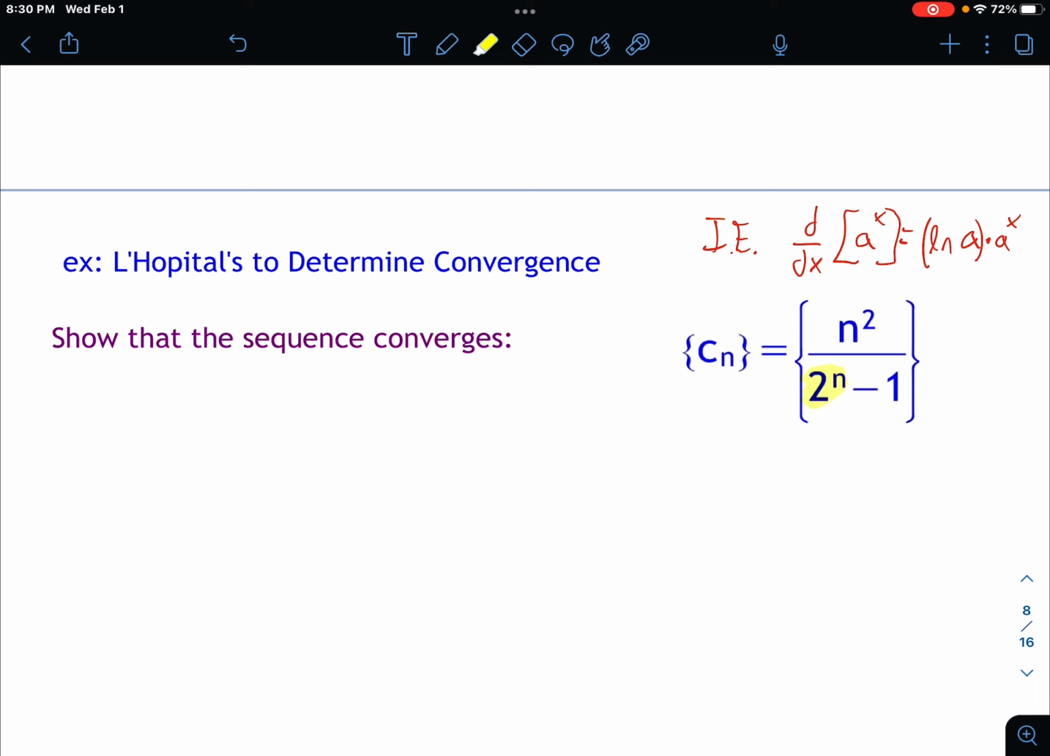What I'd like you to do is please go ahead and take the limit as n approaches infinity of n squared over 2 to the power of n minus 1. Take the limit as it approaches infinity. If you get an indeterminate form, you're going to perform L'Hopital's rule, and it should work out just fine. I'm going to give you a moment to finish that problem off. Go ahead and hit pause, finish the problem, then come right back.